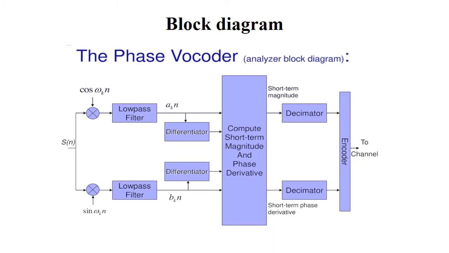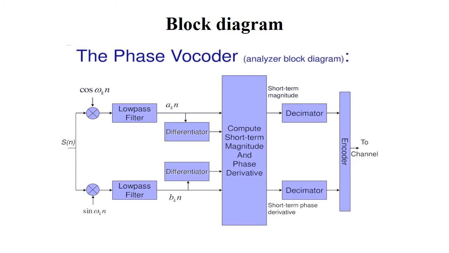Both are multiplied with s(n), and the result passes to the low pass filter. The low pass filter gives the smoothed signal, and it passes to the differentiator. The differentiator differentiates the input signals as well as the output signals, and it passes to the short-term magnitude and phase derivatives. Here the phase values are mentioned as 180 degrees, and they will be increased and decreased according to their phase values.